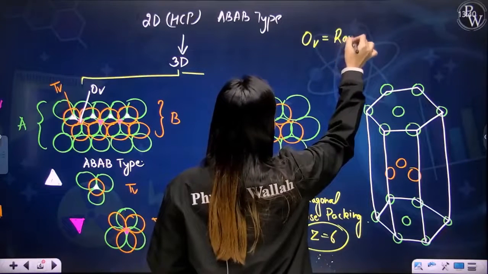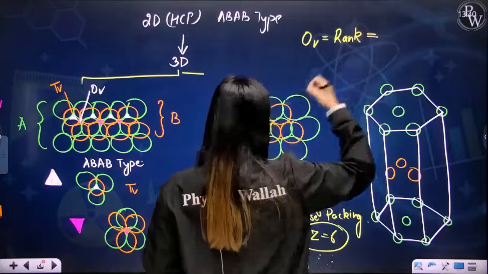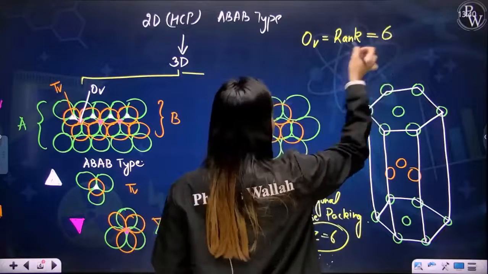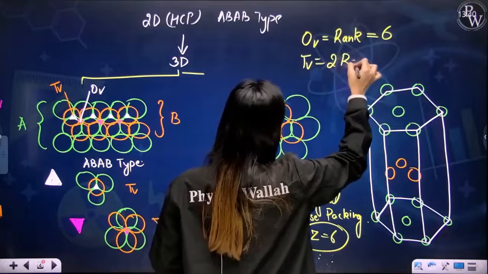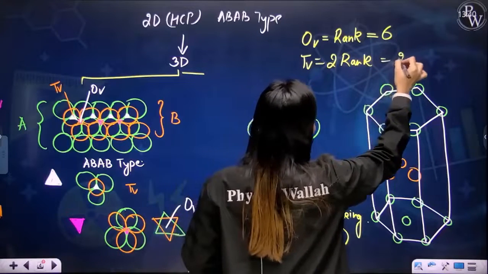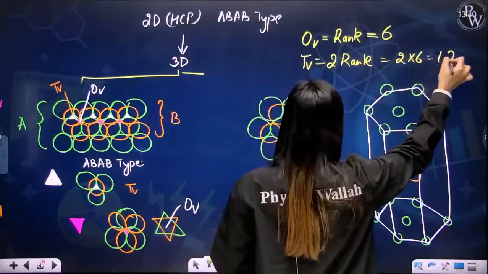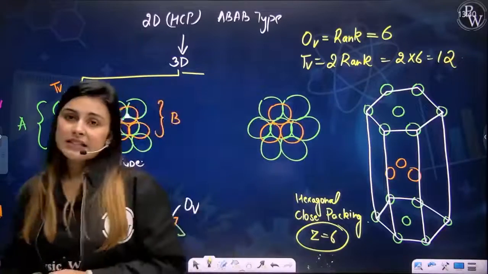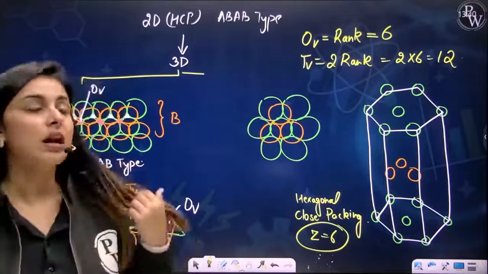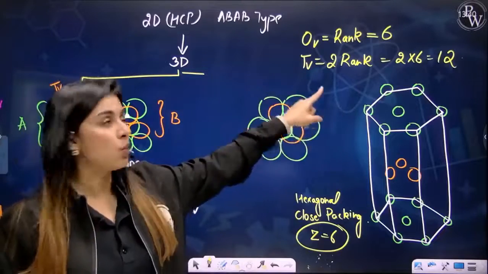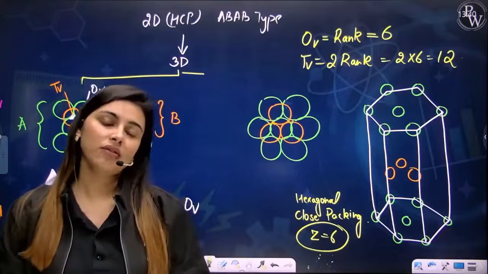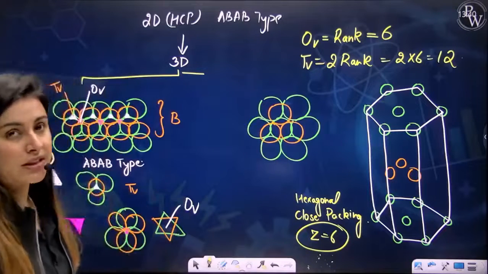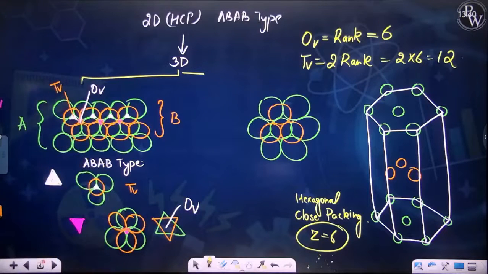And let me tell you, my dear students, the octahedral voids are always equal to the rank. So the number of octahedral voids in a HCP is also 6. And if I talk about the tetrahedral voids, then they are always 2 times the rank. So the number of tetrahedral voids is 2 into 6, which is equal to 12. So in a HCP lattice, you have a total of 12 tetrahedral voids and 6 octahedral voids. This is the beauty of chemistry. I hope you can imagine this. Please go through it. It is very, very important.